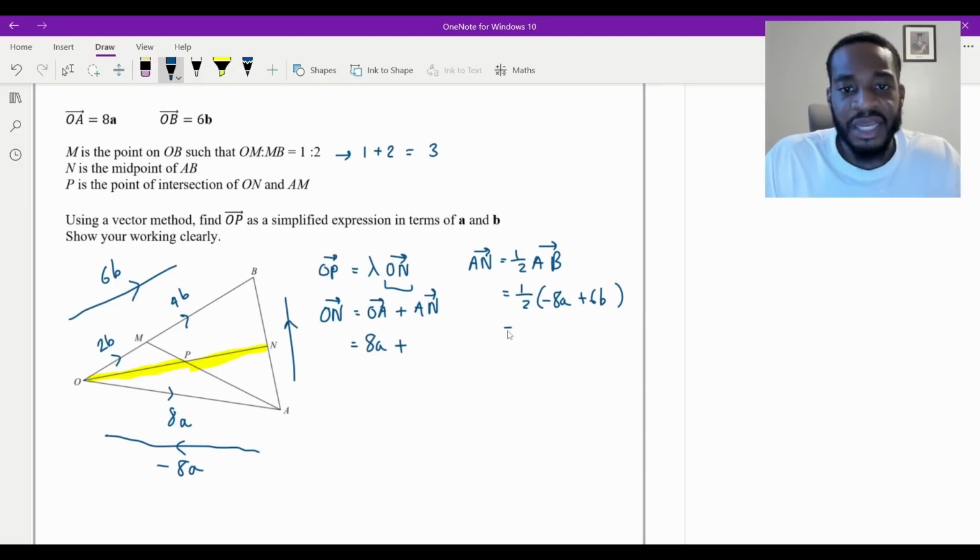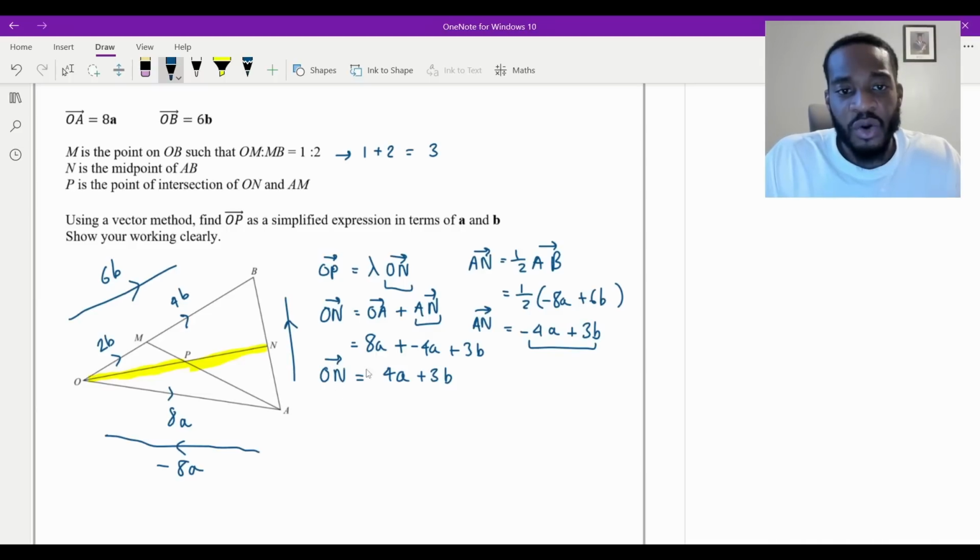And now to get A to N, we just halve it, which is going to be, expand that out, minus 4A plus 3B. That's A to N. And then that means I could put this here, isn't it? This is A to N, which is that. So I could put that there. That's going to be a minus 4A plus 3B. And then now tidying up, 8 plus minus is a minus. 8 take away 4 is 4. So it's going to be 4A and then plus 3B. And this is the vector O to N.